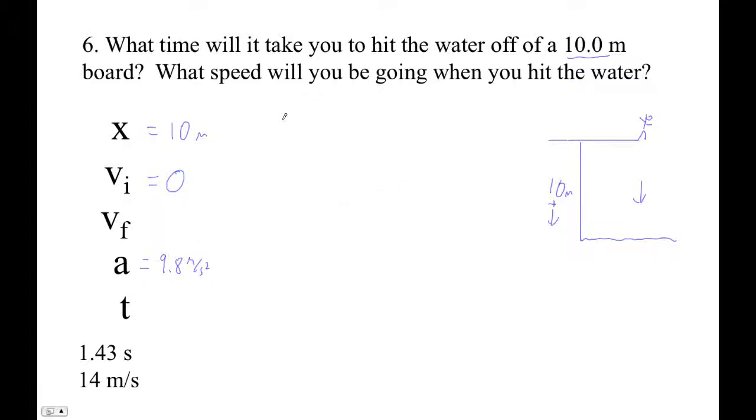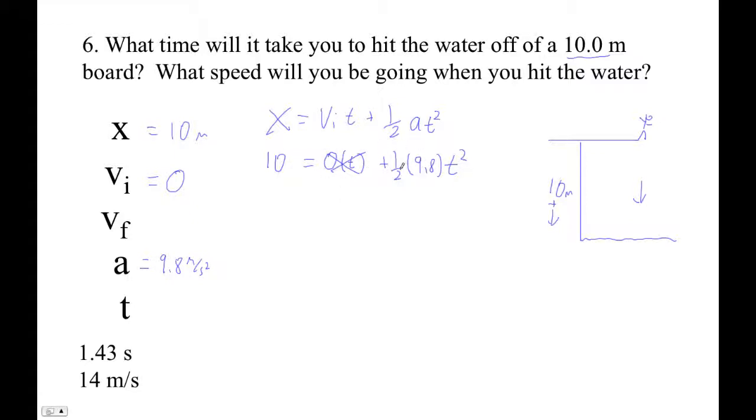So let's try that. X is VIT plus 1/2 AT squared. That's our formula, right? So 10 is 0 times time, which we don't know, plus 1/2 times A, which is 9.8, times t squared. Now, luckily, this term just goes away. 0 times t, there's no t left. So we end up with 10 equals 1/2 9.8 t squared.